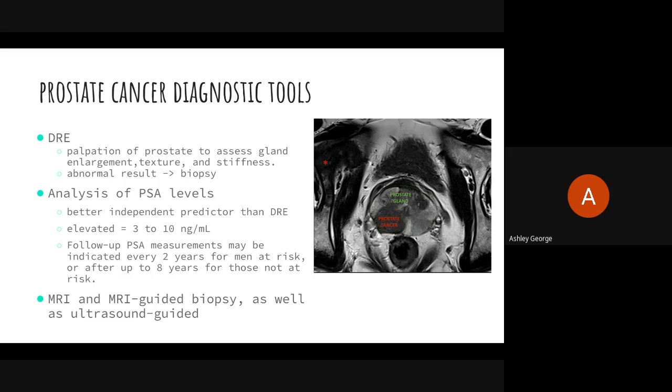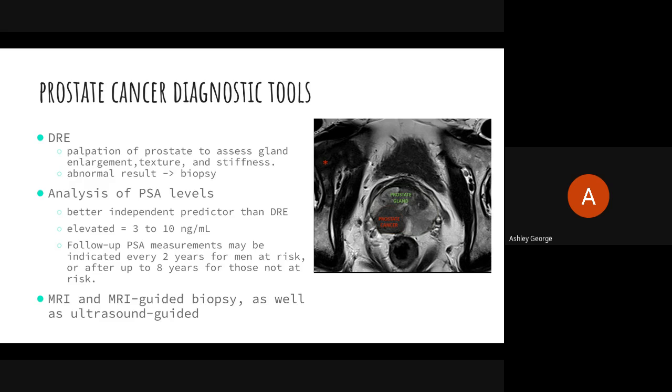Another test that's done frequently is an analysis of PSA levels. PSA stands for prostate specific antigen. This is a blood test that can be a better independent predictor than the exam. An elevated number would be considered between 3 to 10 nanograms per milliliter. And so the blood serum PSA level is a continuous parameter. It can be elevated not just due to prostate cancer, but also due to things like infection.